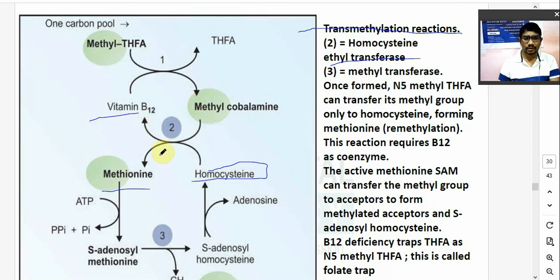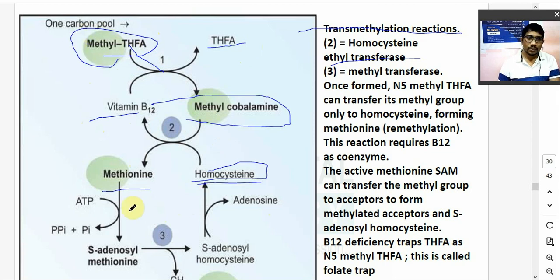Cyanocobalamin takes that methyl. Cyanocobalamin is converted into methylcobalamin. Now the methyl group from this is taken, and folic acid, tetrahydrofolic acid is converted to methyl tetrahydrofolic acid. Now methyl tetrahydrofolic acid can give the methyl group only to homocysteine.